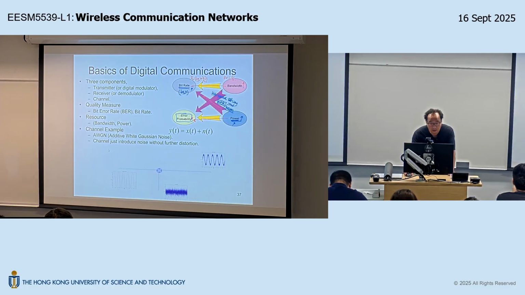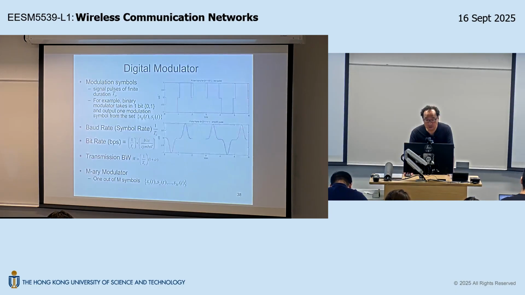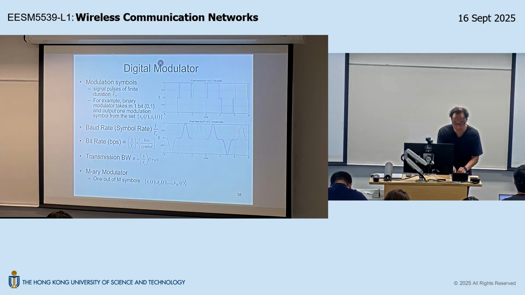All right? And to illustrate the idea, we will focus on a very simple channel called the additive white Gaussian noise channel. That is, your received signal at the input of the receiver is the transmitted signal plus the noise, okay? So that's the only thing introduced by the channel. It just adds noise to contaminate whatever you transmit, okay? So we'll look at the transmitter design first, the digital modulator.